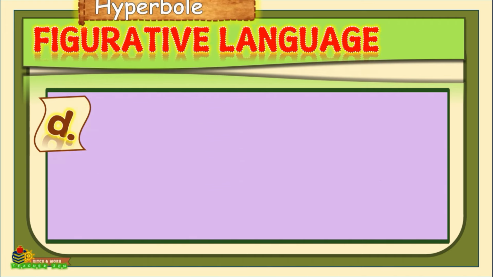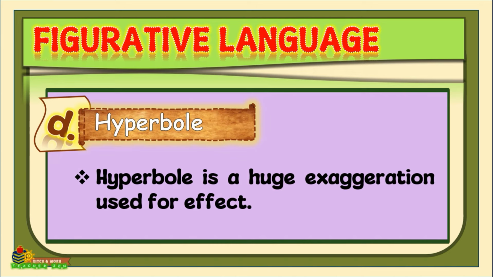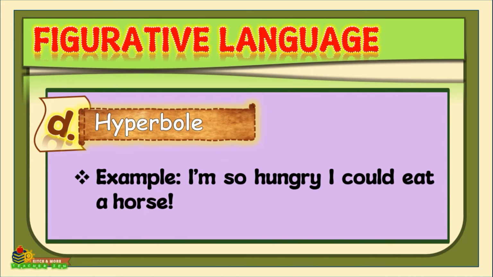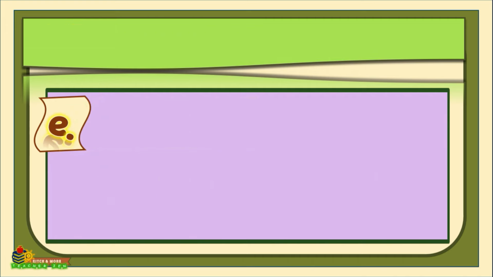Next, we have hyperbole. Hyperbole is a huge exaggeration used for effect, and its purpose is to show strong feelings or make something sound impressive or funny. For example, I'm so hungry I could eat a horse. Of course, you won't actually eat a horse, but it shows how extremely hungry you are.